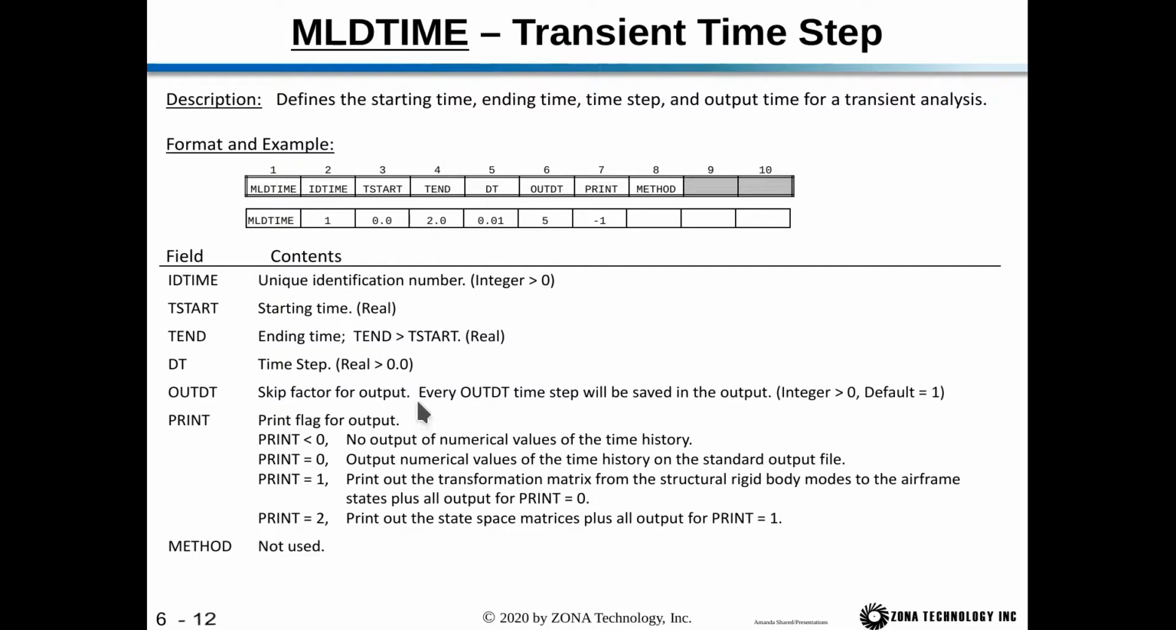Next we have the print, which is a flag for the output. If print is less than 0, then there is no output. For print equals 0, then we output the numerical values of the time history on the standard output file. For print equals 1, we additionally print out the transformation matrix from the structural rigid body modes to the airframe states. And then for print equals 2, we additionally print out the state space matrices. And then the method field is not used.